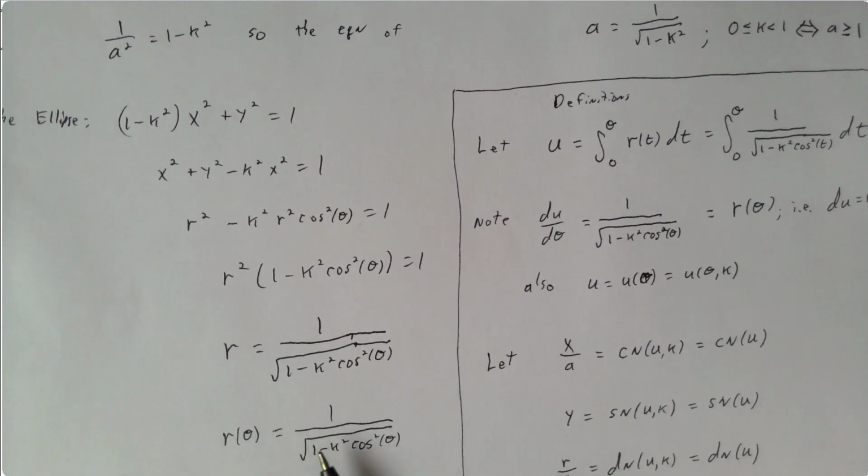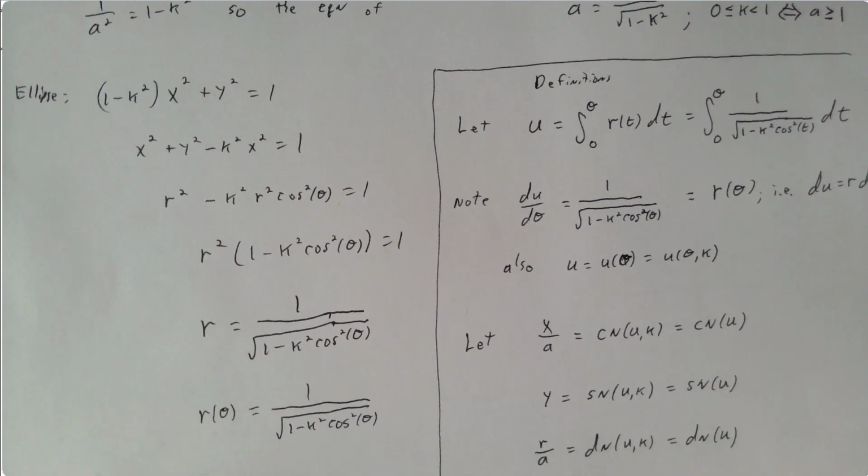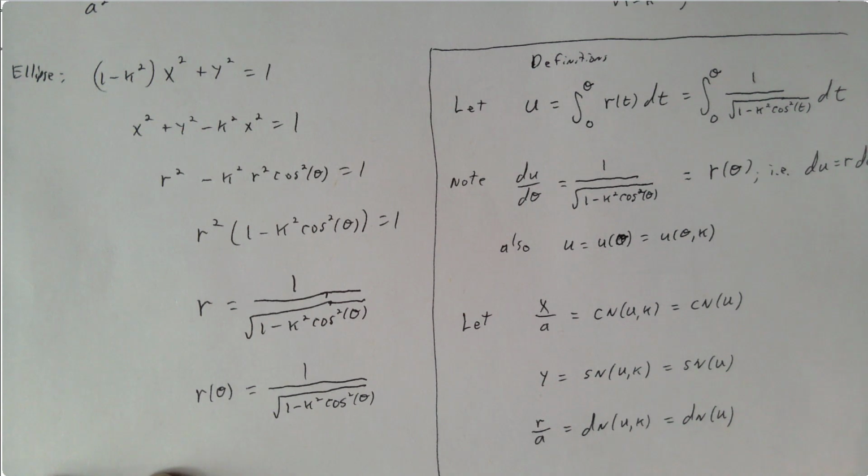So this is really r in terms of theta. It also depends on k. Everything here depends on k. We usually leave it out. k is usually fixed for everything, and then theta will vary as we work with a fixed k. But for each value of k, things would change.